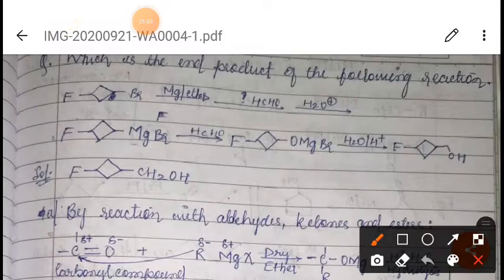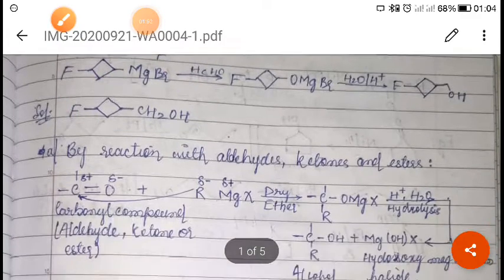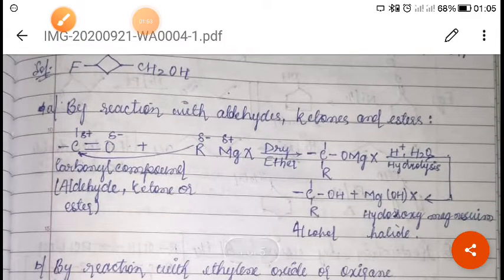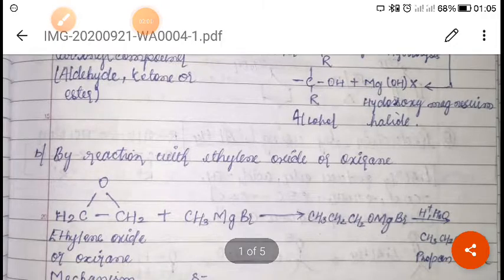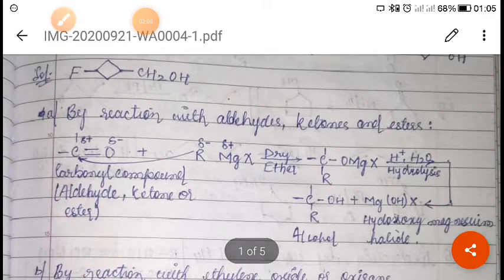So as you can see, when we talk about the preparation of alcohol from Grignard reagent, there are two processes. One is reaction with aldehydes, ketones and esters, and another one is reaction with ethylene oxide or oxirane. So one by one we will see this.